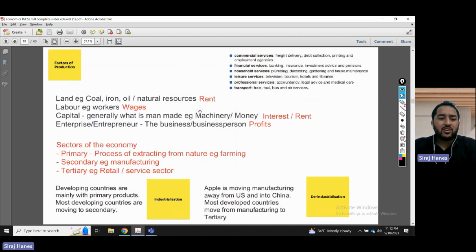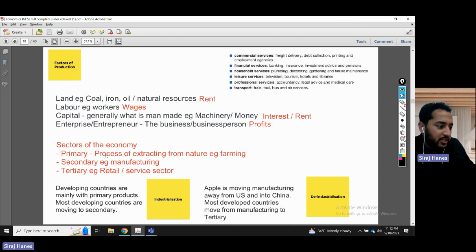Now, we're going on to some easy things. These are called the factors of production. I think you may know this by now. Land, labor, capital, and enterprise, or sometimes entrepreneur. Land is anything extracted from nature, but what is the return on that? If you have a physical land, we can get rent. Labor, wages. Capital, interest or rent, because man-made stuff like machinery. And enterprise or entrepreneurship, the business person, you can get profits in return for that business.